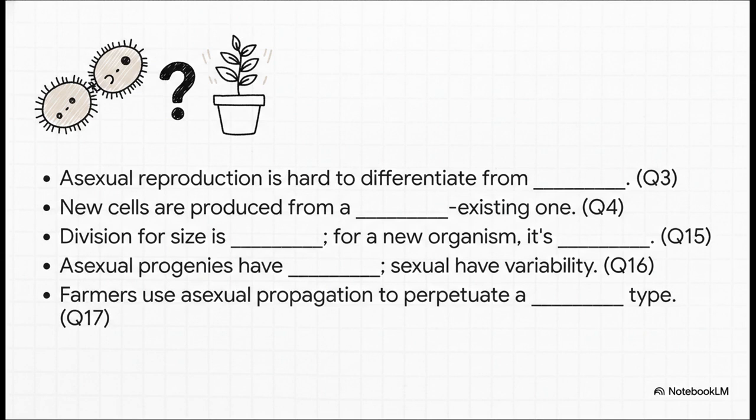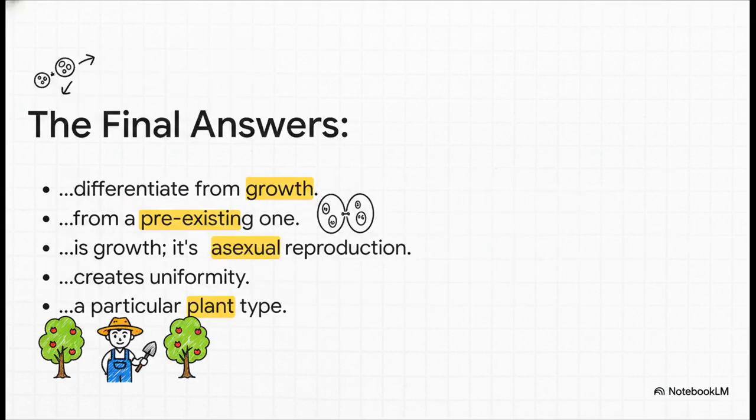Next, new cells always come from a what kind of existing one. Then, cell division for getting bigger is called what? But for making a whole new organism, it's called what kind of reproduction. Next, asexual reproduction creates what kind of offspring? And finally, why would you use asexual propagation on a plant? Go.